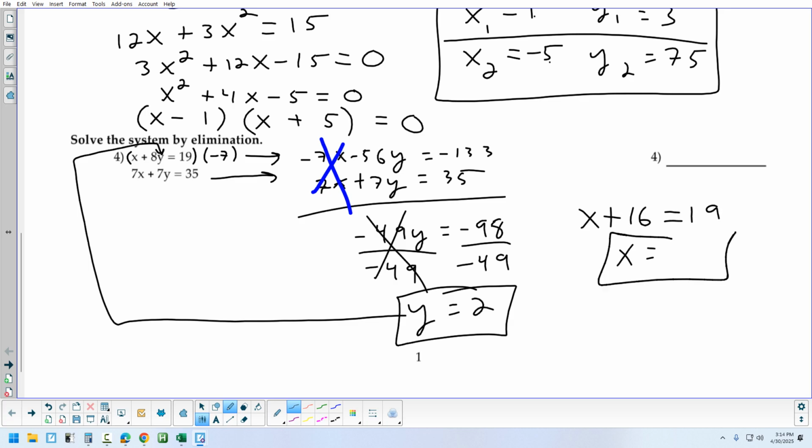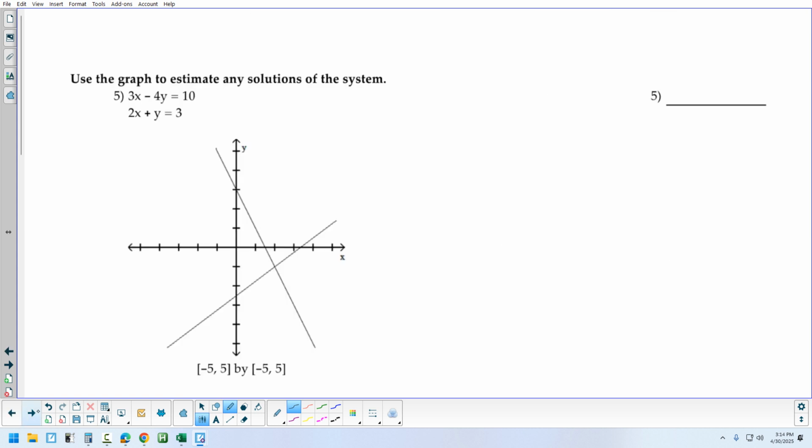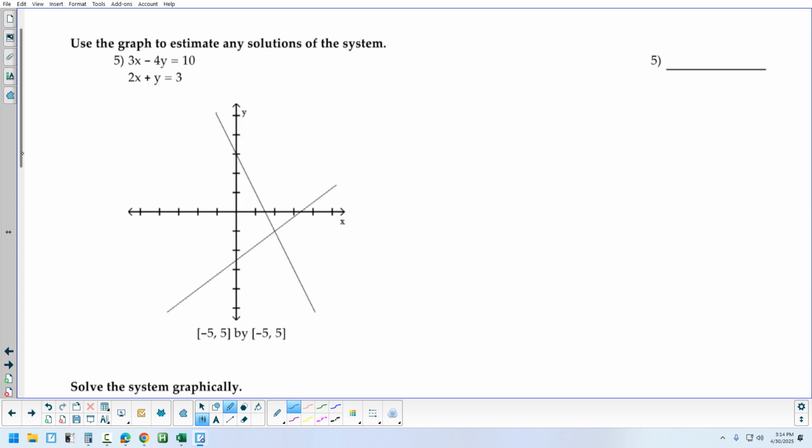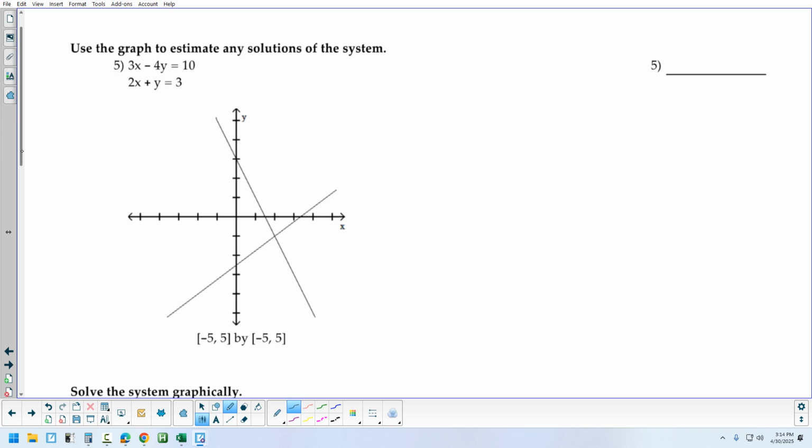And when you finish that up and solve for x, x equals 3. You got x equals 3. Perfect. Any question on that one? All right, let's look at the next one, which is a solve by graphing.